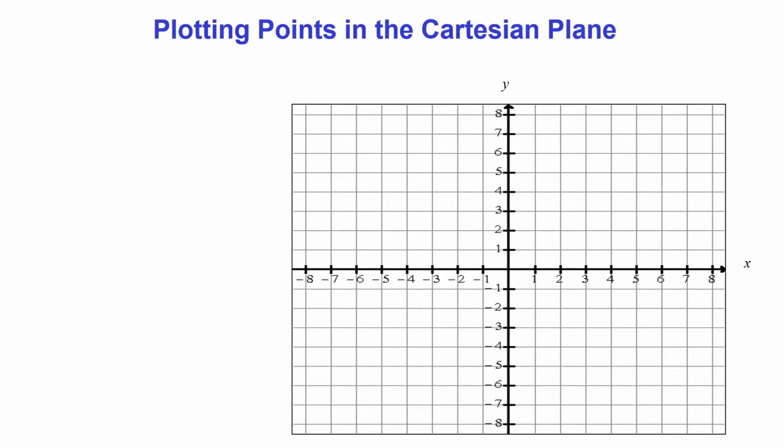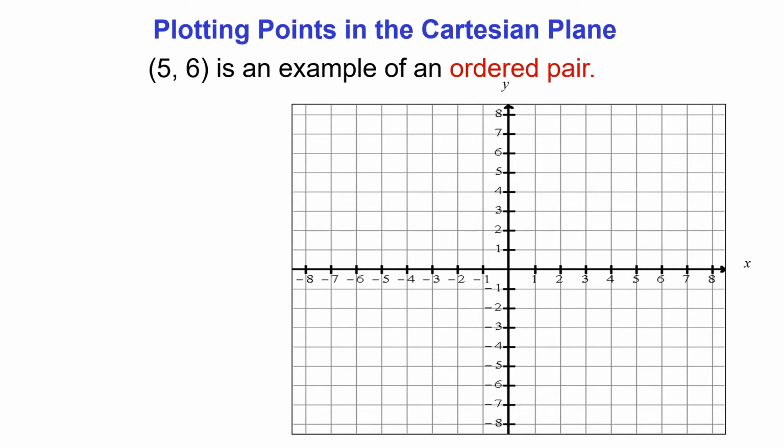Let's plot some points on the Cartesian plane. 5, 6, that's an example of an ordered pair. So we use different phrases for this kind of thing. Sometimes you'll hear me say ordered pair. Sometimes you'll just hear me say point. And sometimes you'll hear me call that a coordinate. So a coordinate has 2 parts to it. There's the X coordinate, the X part of the coordinate, and there's the Y coordinate. And together we just sometimes say a coordinate.